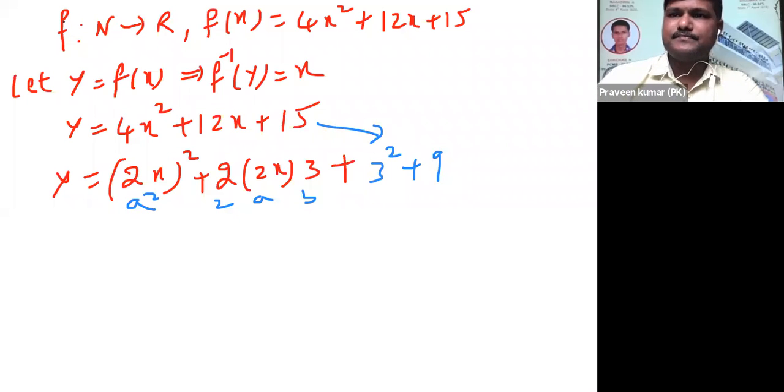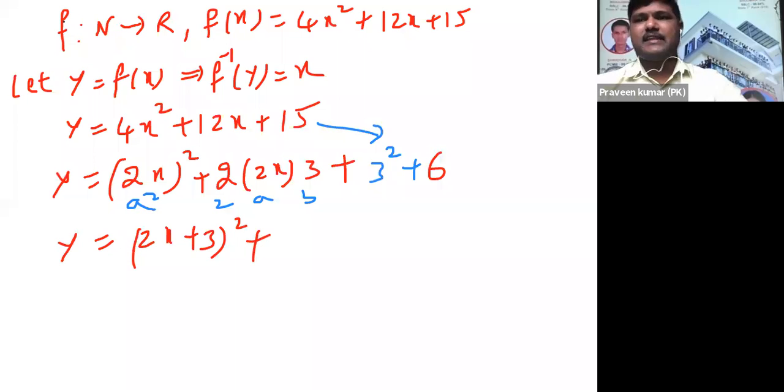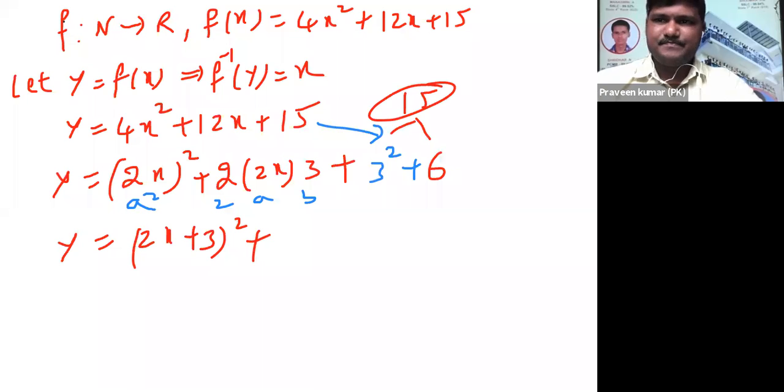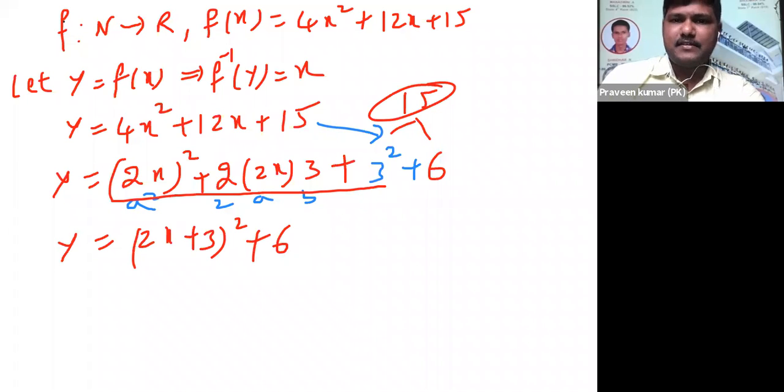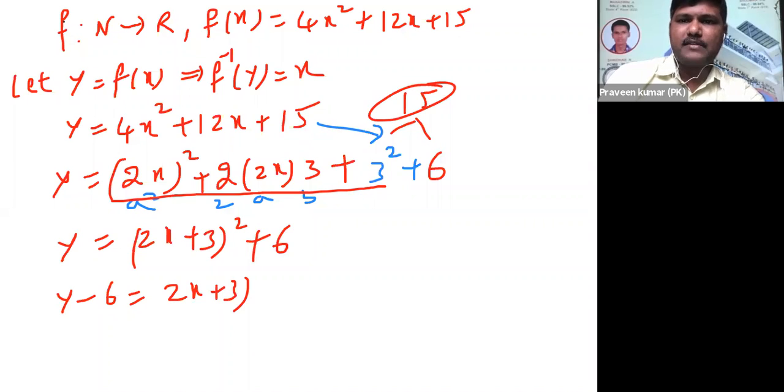Now you can see, y is equal to 2x plus 3 whole square plus... I wrote one small mistake, this is 6, not 9. 15 you write as 3 square, that is 9, plus 6. This complete underlined term is the form of a square plus 2ab plus b square, that means a plus b whole square, plus 6. 6 transfer to left hand side: y minus 6 is equal to 2x plus 3 whole square.